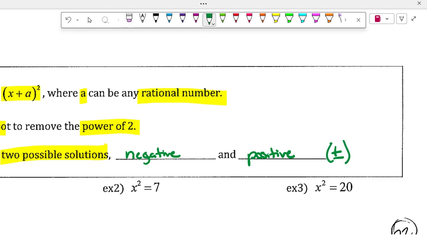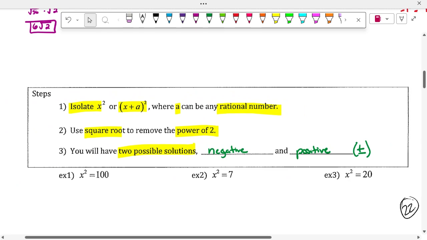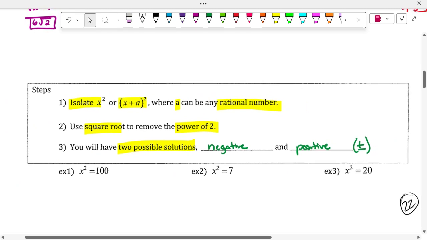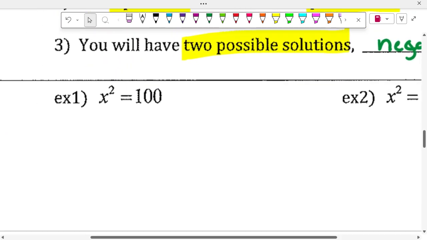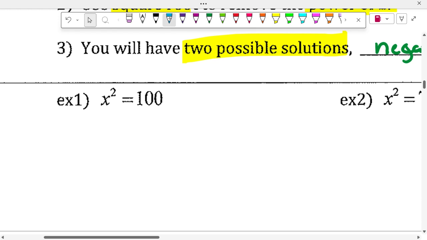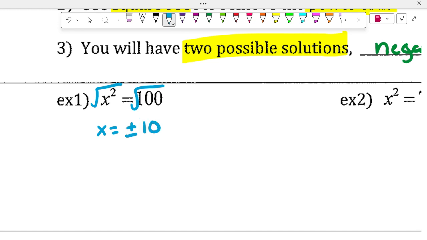So that's where the plus minus comes from. So let's do some stupidly easy ones. Let's look at example 1. What's the only thing I gotta do to solve? Square root both sides. So x is equal to what? Plus minus 10. Don't just give me 10. I need plus minus in front of it.